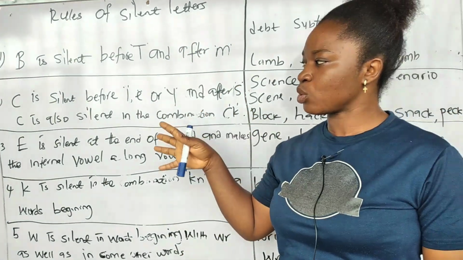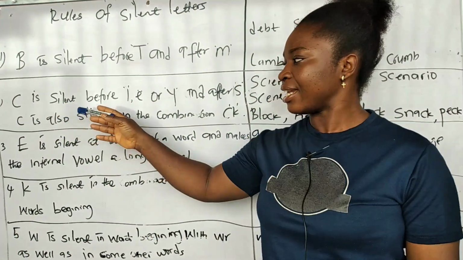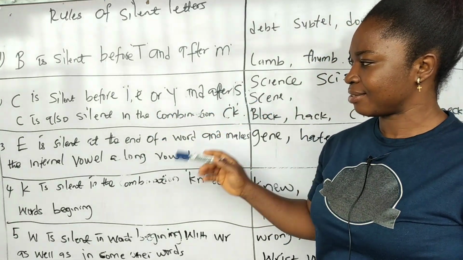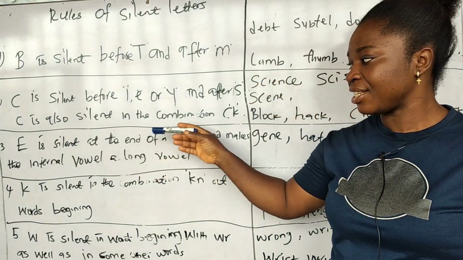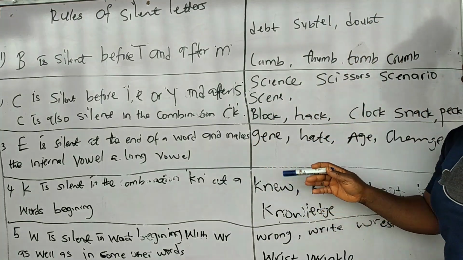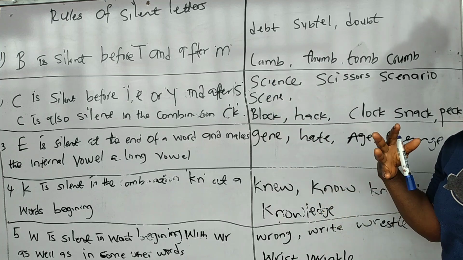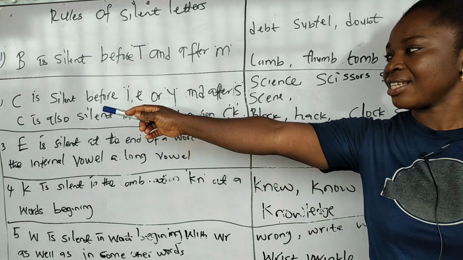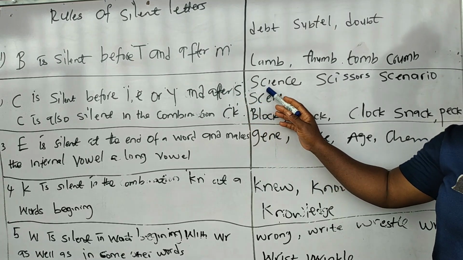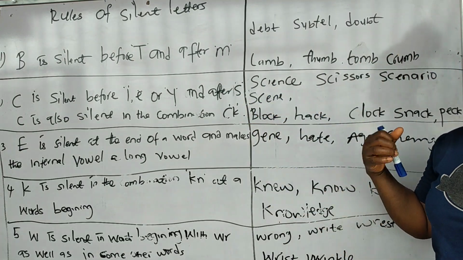Number 2 rule we have here applies to C. It says C is silent before I, E or Y, and after S. C is also silent in the combination of CK. Now we have these examples. We have science. You can see that the C was actually omitted. It says that if C should come after S, that is S before C, it sounds this way, science. That is, the C is not going to be pronounced.